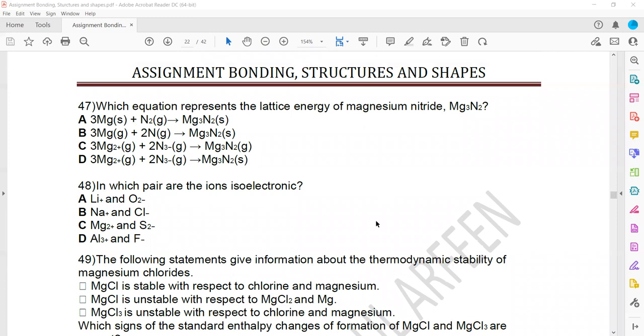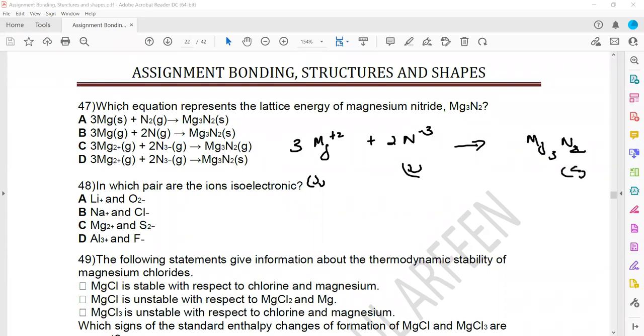Which equation represents the lattice energy of magnesium nitride? The definition of lattice energy is the energy released when ions in the gaseous state form 1 mole of an ionic compound. So we should have the magnesium ion and the nitride ion. Nitrogen belongs to group 5, so the ion will be -3, and it will form magnesium nitride. To form magnesium nitride, the valency of magnesium should be 3 and of nitrogen should be 2. So we need 3 magnesium and 2 nitride, and the ions should be in a gaseous state to form a solid.